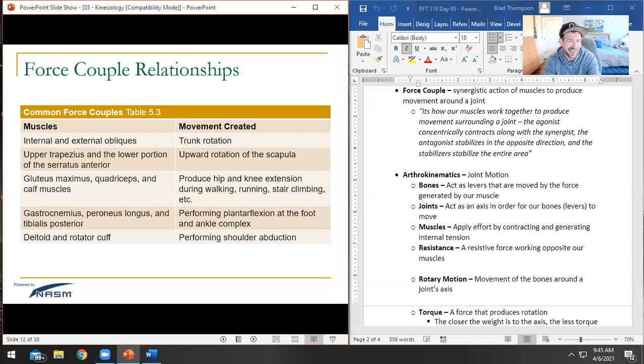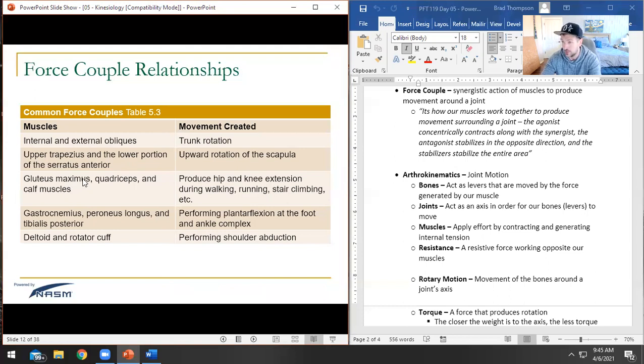You get your glutes working together with your quads and your calf muscles, right? All that's producing your extension movements. Your gluteus maximus creates hip extension. Your quadriceps produce knee extension. Your calf muscles produce ankle plantar flexion, right? When you're walking, those are the muscles that are all working together, and they all have their antagonists and their stabilizers around the area.